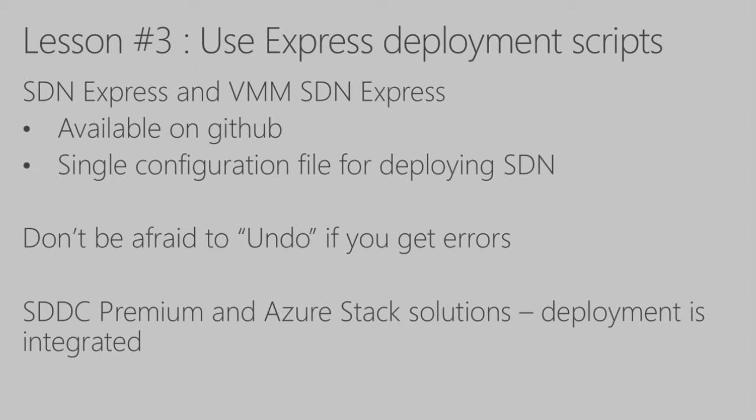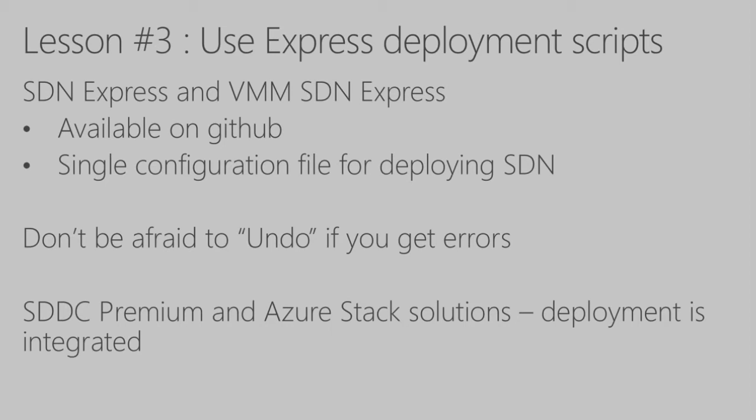So we recommend using these scripts that we make available. We call them either SDN Express if you're not using VMM, or VMM SDN Express. You populate the configuration you get from your network admin into one config file. You run it with one command, and it's going to do everything needed to configure SDN. And the great thing about it is the VMM SDN Express will attempt to undo automatically. You may have to do some manual cleanup, so you can rerun it again if something goes wrong, in which case it's just a matter of fixing it and rerunning it.